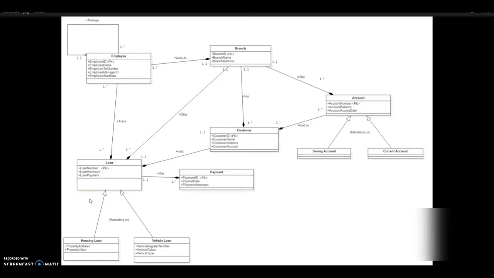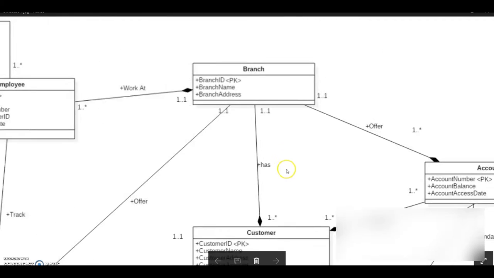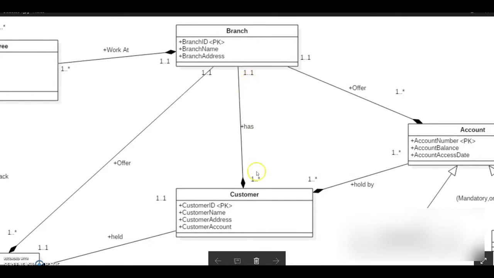Okay, so this will be the ER diagram based on the paragraph above. As you can see, there are six entities, which are the branch, employee, loan, payment, customer, and account. As we go, the first is branch towards customers. It has the relationship of branch has customers. Its multiplicity will be one branch will have one to many customers, and vice versa, one to many customers will have only one branch.